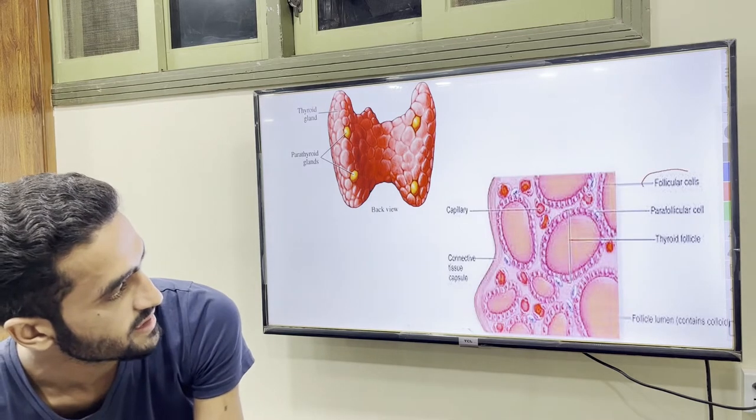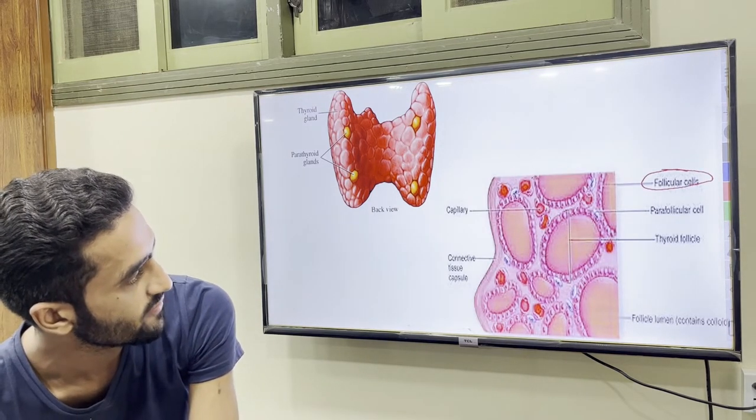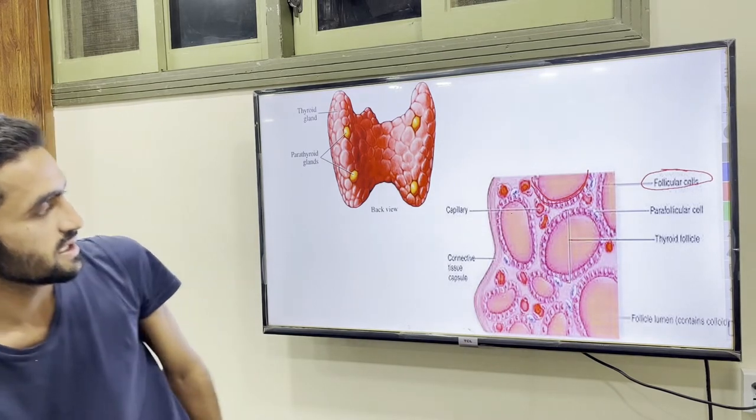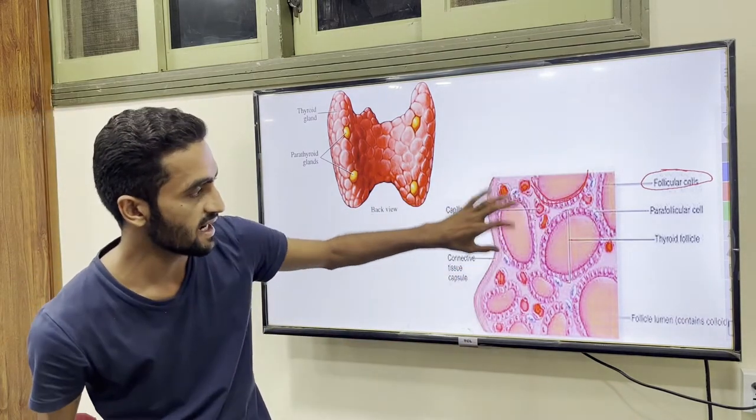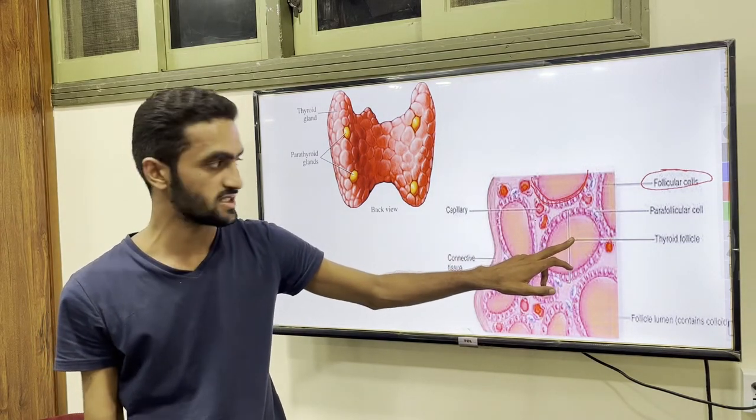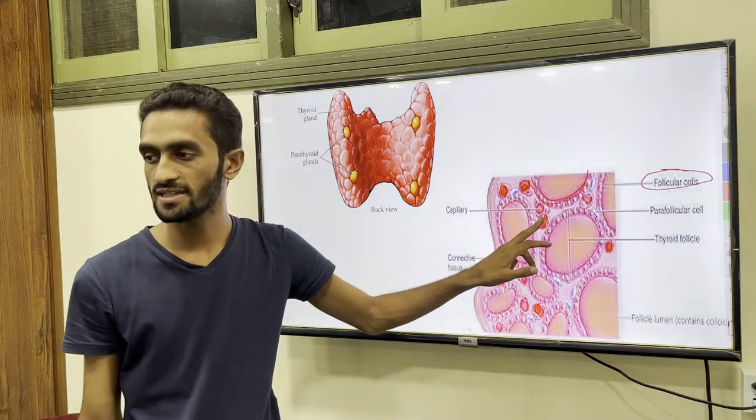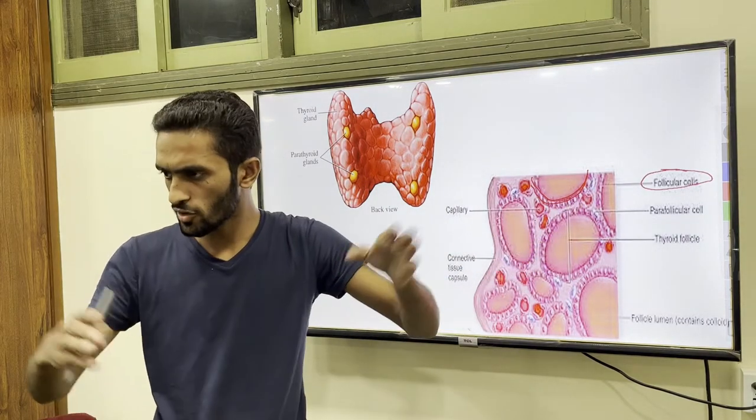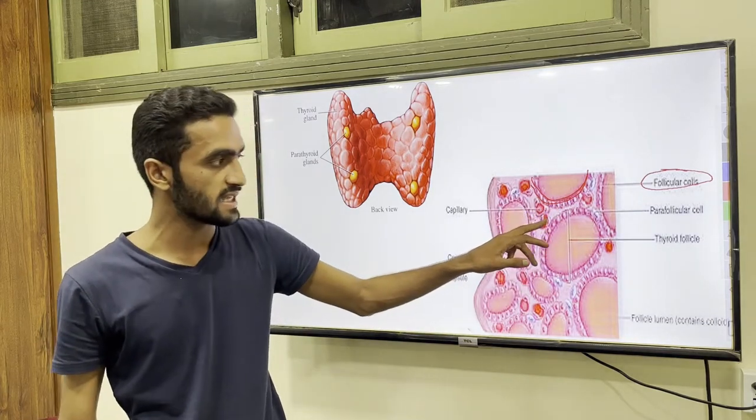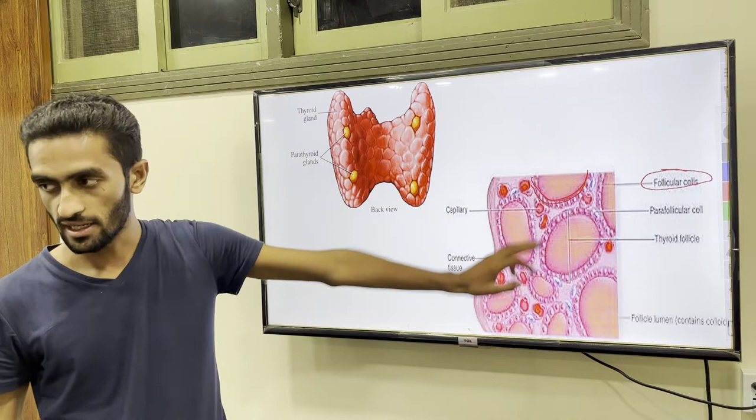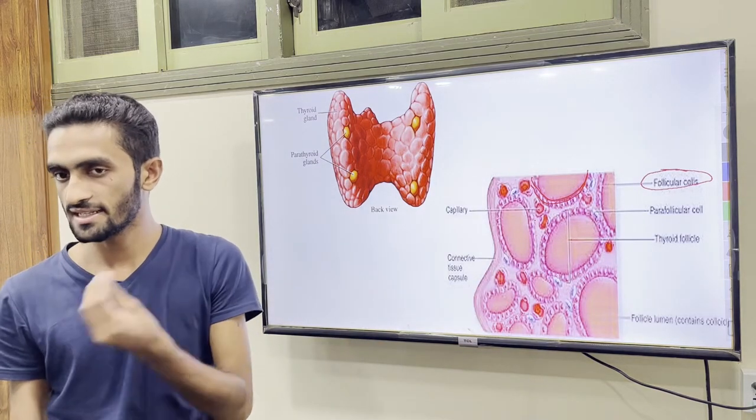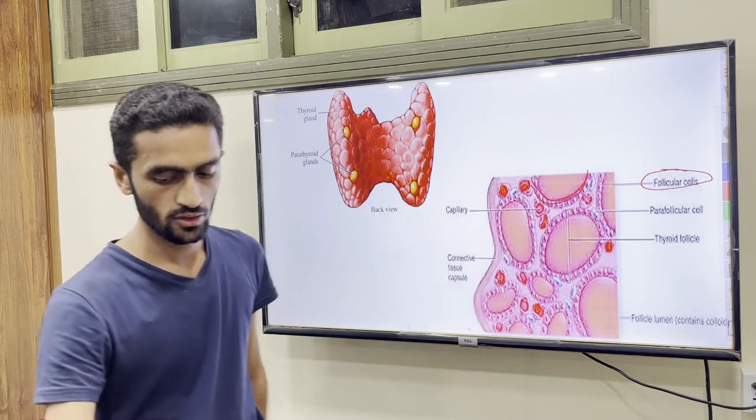If you look here, these are the follicular cells. Follicles are here, and this is where T3 and T4 formation happens. In between, there are blood vessels and the parafollicular cells. Parafollicular means parallel to the follicle. So capillaries and parafollicular cells are present here. The parafollicular cells secrete calcitonin and the follicular cells secrete the thyroxine, T3 and T4.